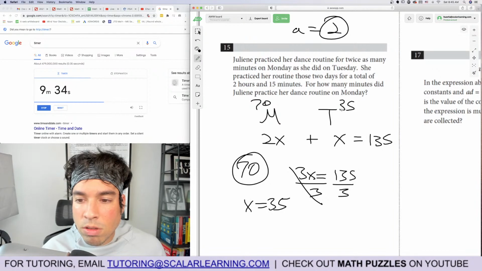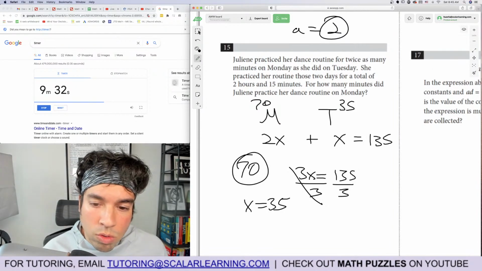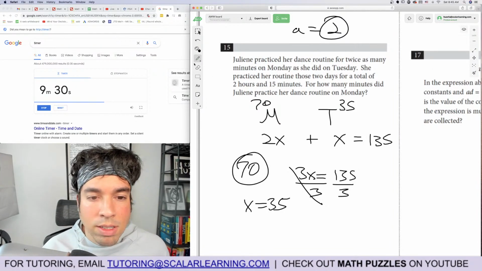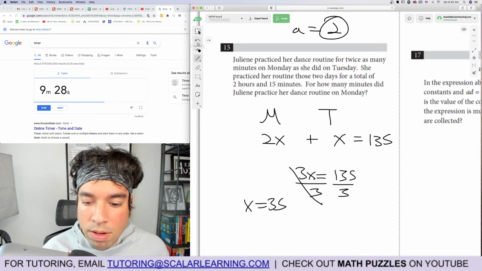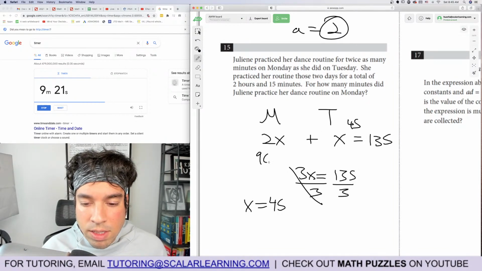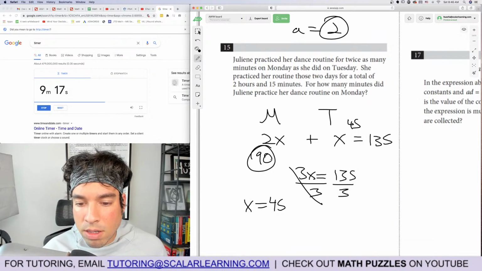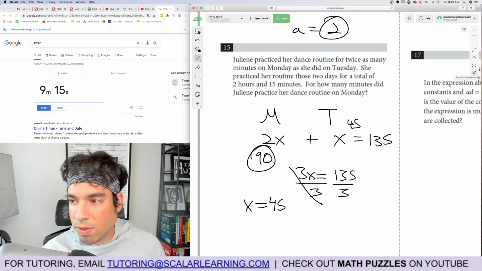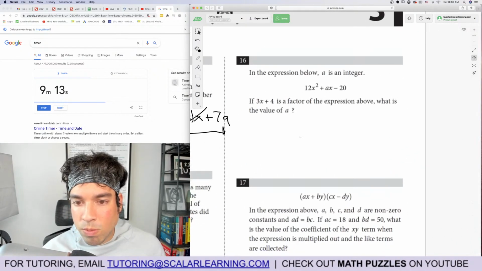Something didn't work. Uh-oh. Oh, 45. Did I say 35? Whoops, it's 45. Why did I write 35? 45. So 45, and then this is 2 times 45 is 90. So the answer is 90. And then 90 plus 45 is 135. Yes. Whew. Almost missed that.